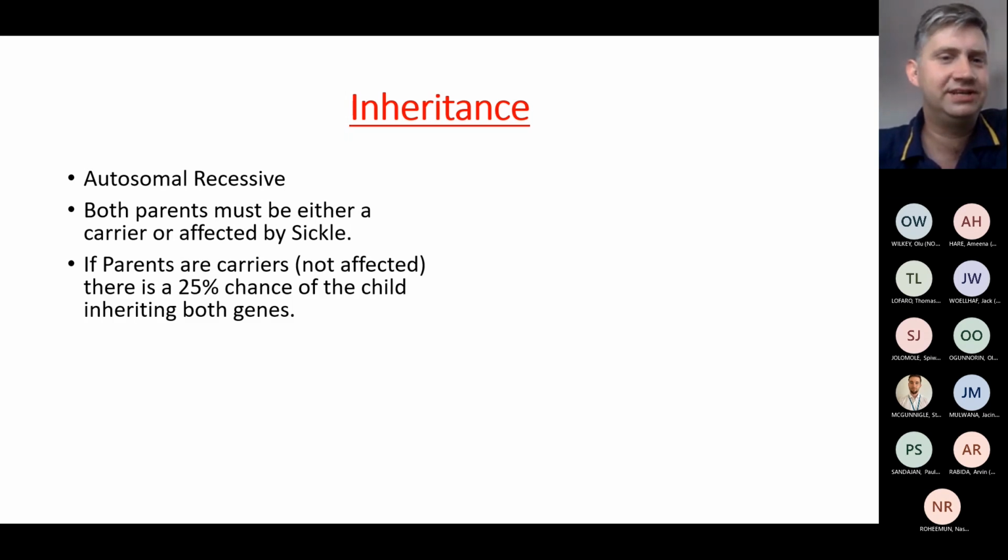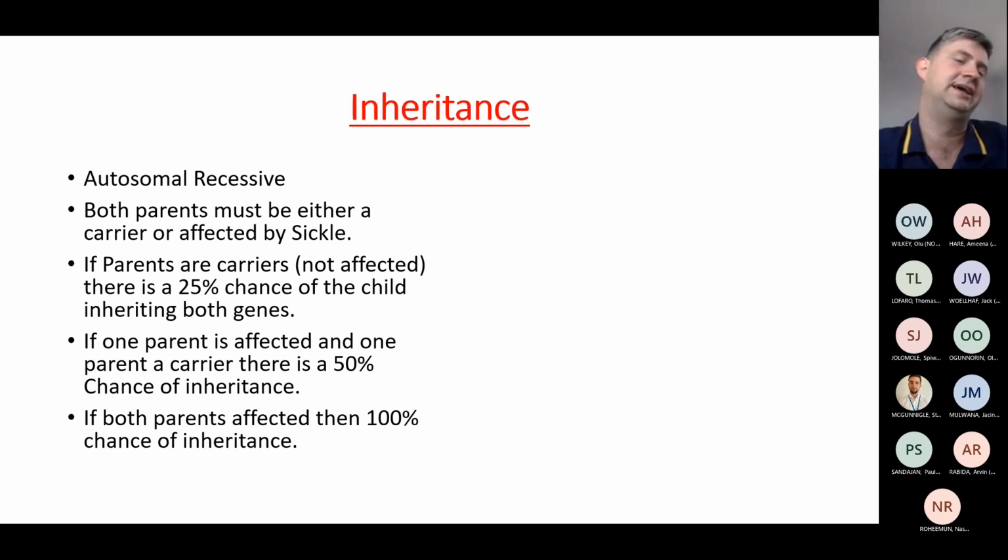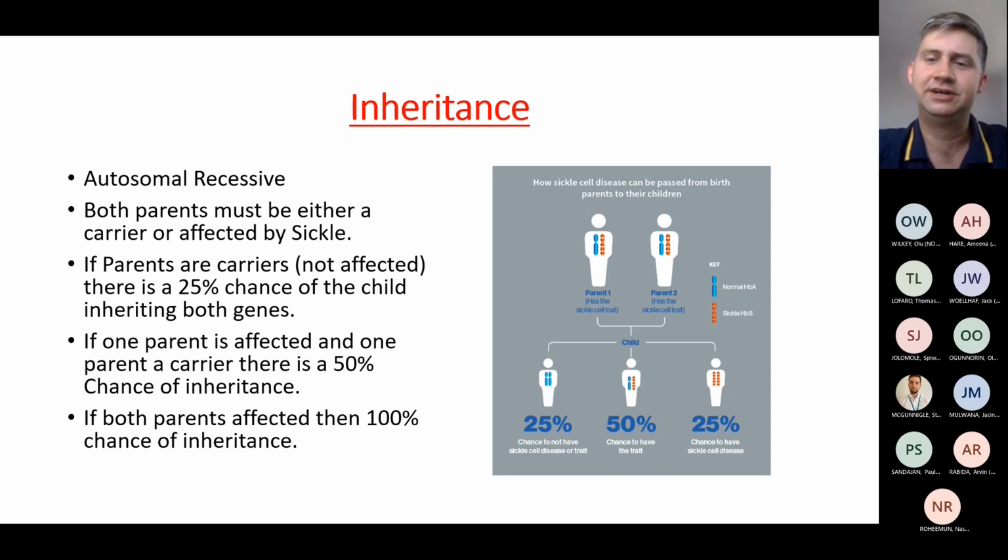If parents are carriers, so they're not affected, there is a 25% chance of the child inheriting both genes, which results in a sickle cell disorder. And if one parent is affected and one parent is a carrier, there's a 50% chance of inheritance. And logically, if both parents are affected, then there's a 100% chance of inheritance for the child. Found a nice little diagram which explains that.